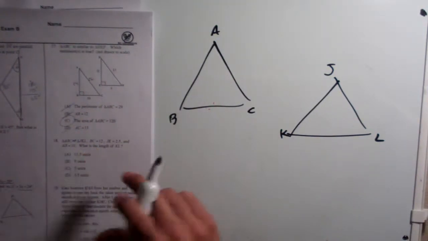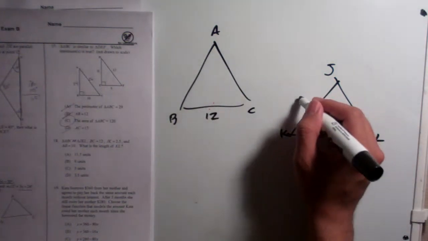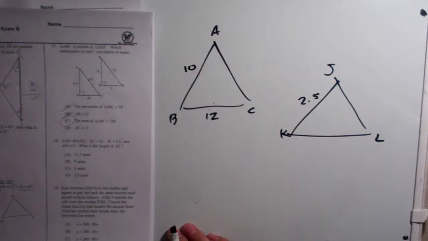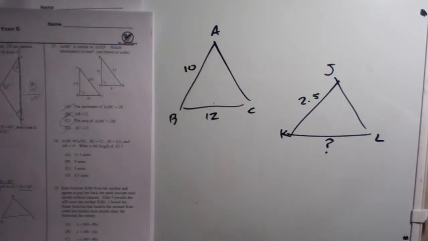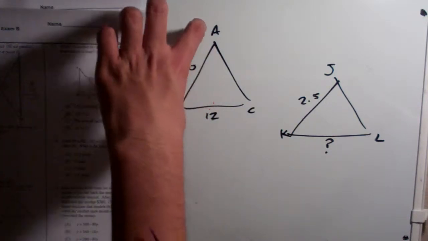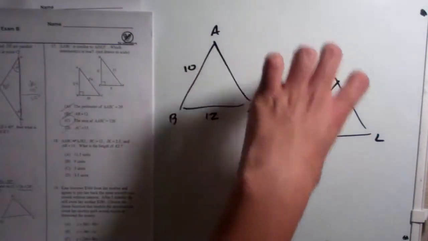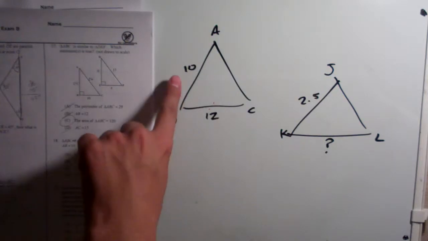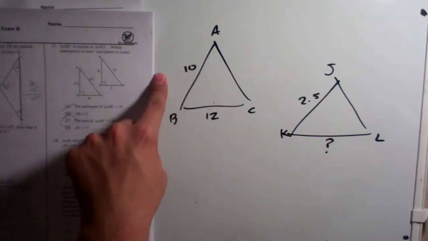All right, now let's use the information it's giving us. It says BC is 12. Okay, I'm going to write 12 there. JK is 2.5, and AB is 10. And we want to find the measure of KL. So what is this side here? Well, we can match up certain sides. AB to JK, we know these sides. This is 10 and this is 2.5. Maybe kind of hard to see, but how do I get from 10 to 2.5? Or maybe from 2.5 to 10?